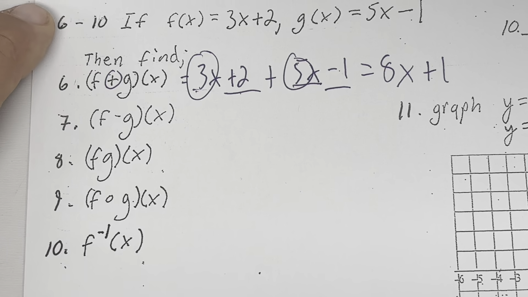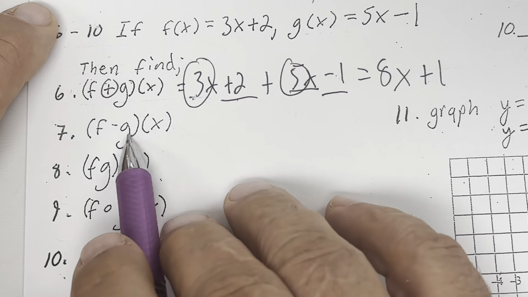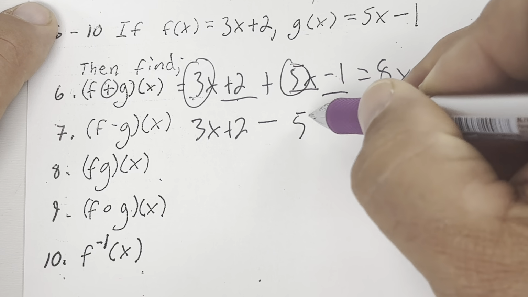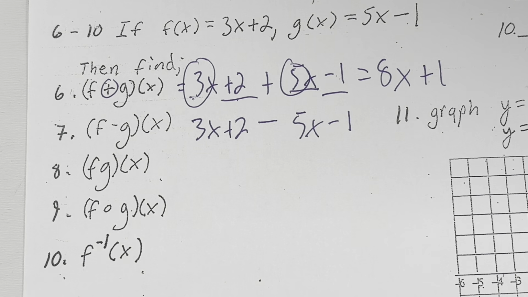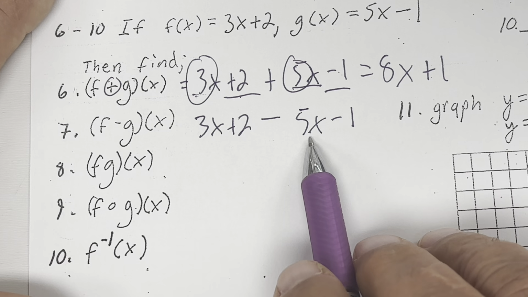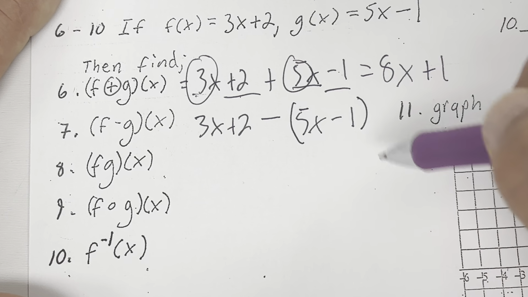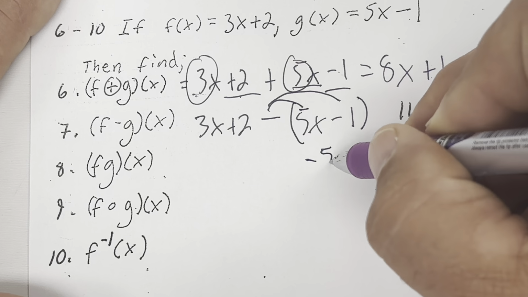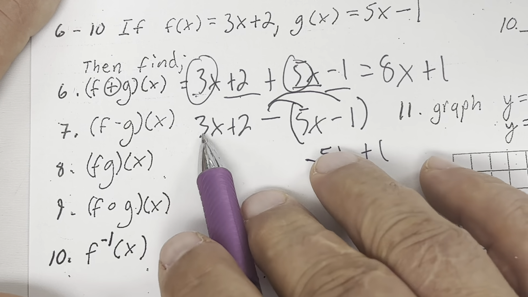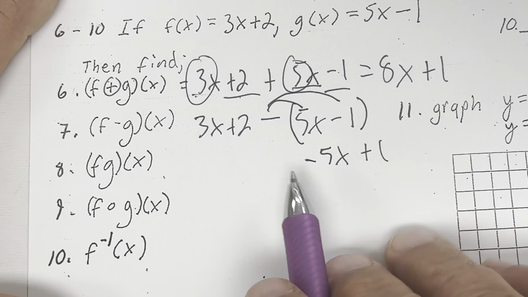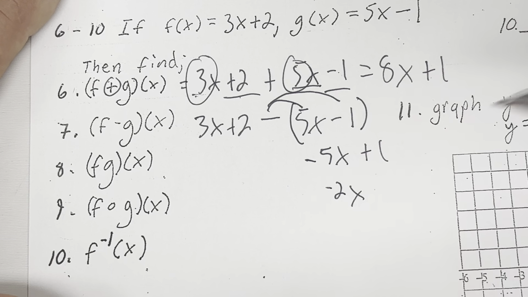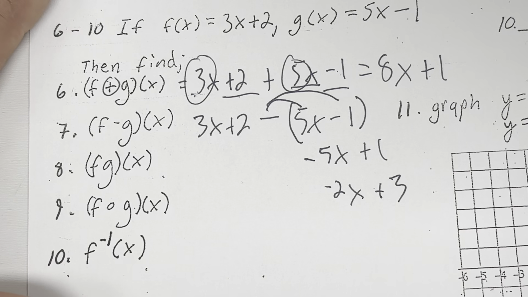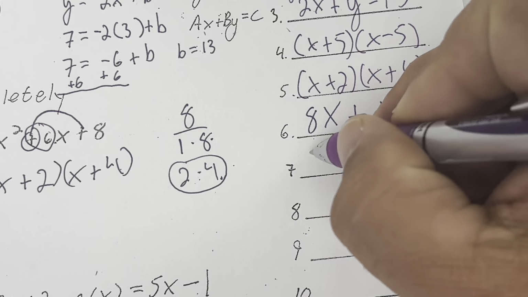For f minus g, that's going to be a little bit more involved. So f minus g, that's going to be 3x plus 2 minus 5x minus 1. But this one I have an issue with. You can't just write it like it. That's wrong. You have to wrap this up. So I have to distribute that negative across the whole quantity: minus (5x plus 1). So 3x minus 5x, that's going to give us negative 2x. And then 2 plus 1 is 3. So negative 2x plus 3.